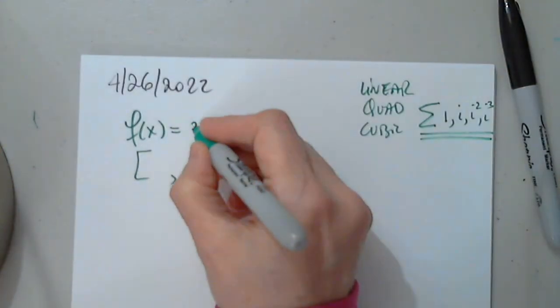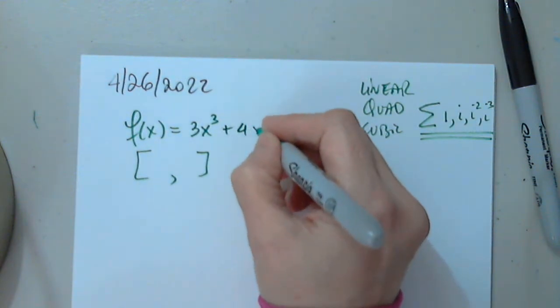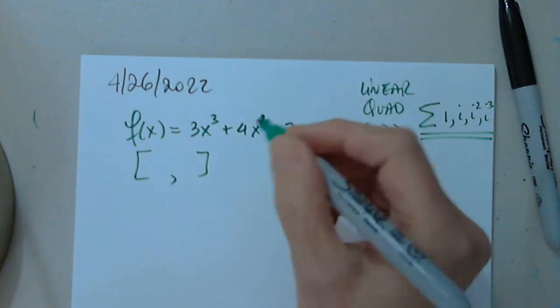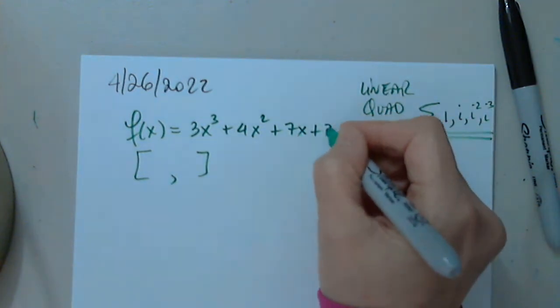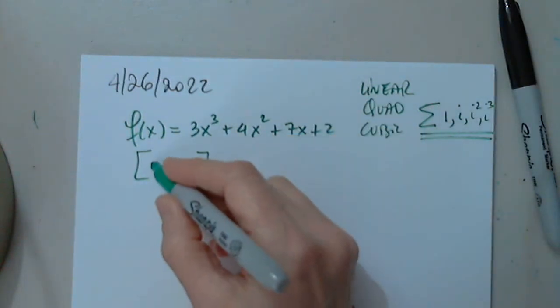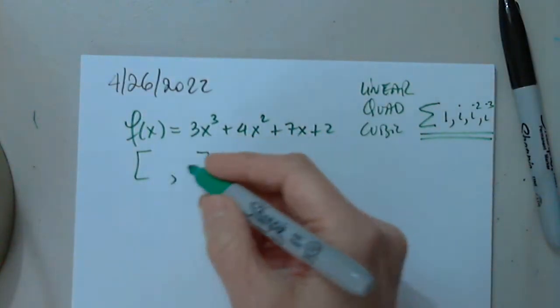Three x cubed plus 4x squared plus 7x plus 2. Okay, because you have x cubed, if we put here anything else but 0, it will take a long time, only because I plan to do 0 anyways.